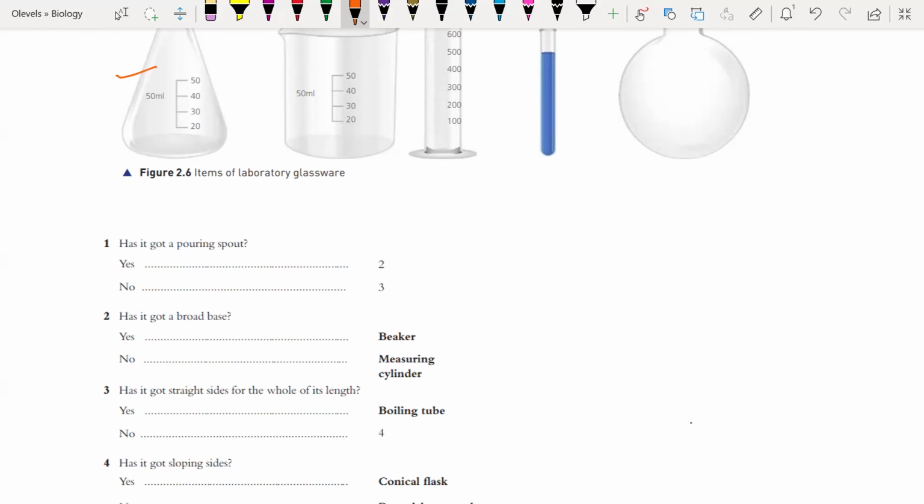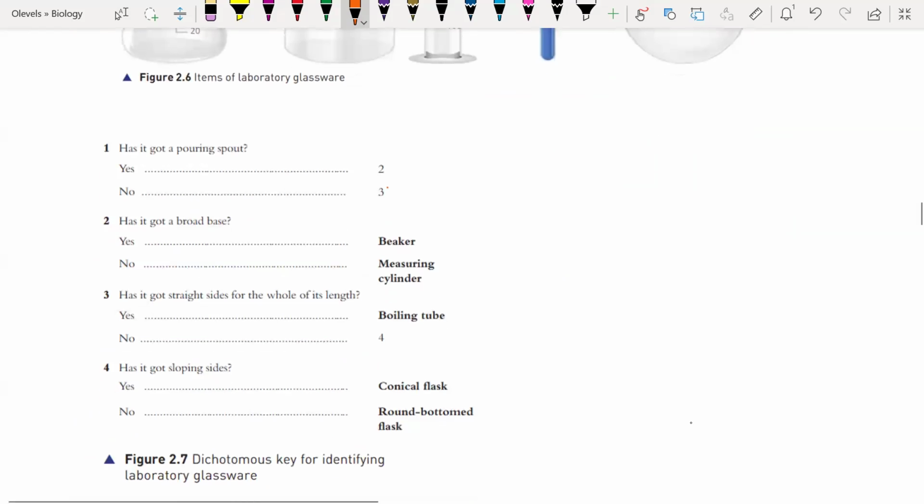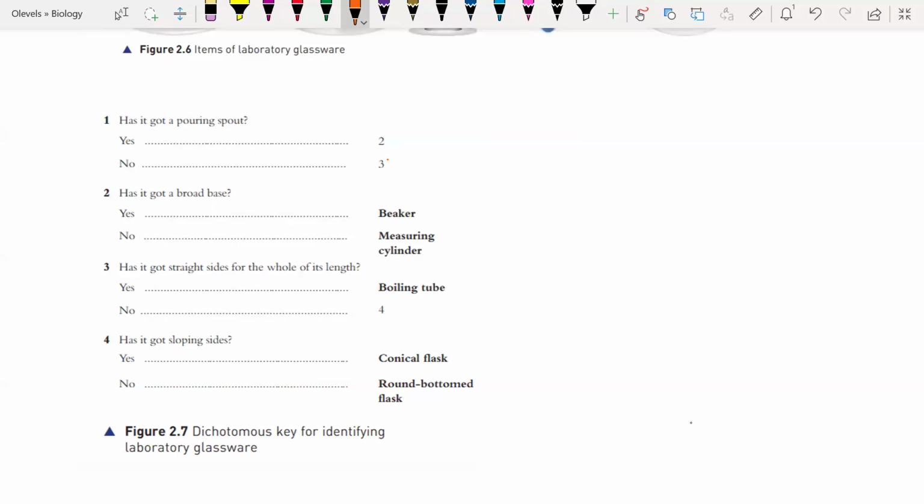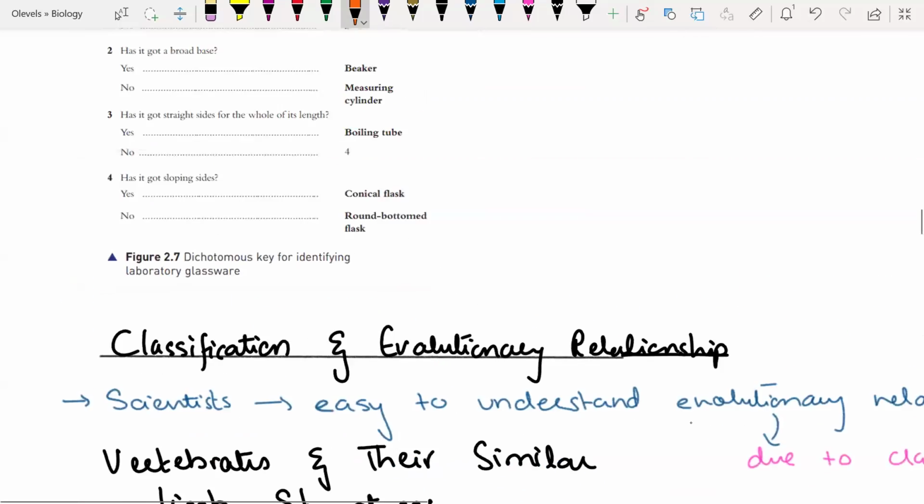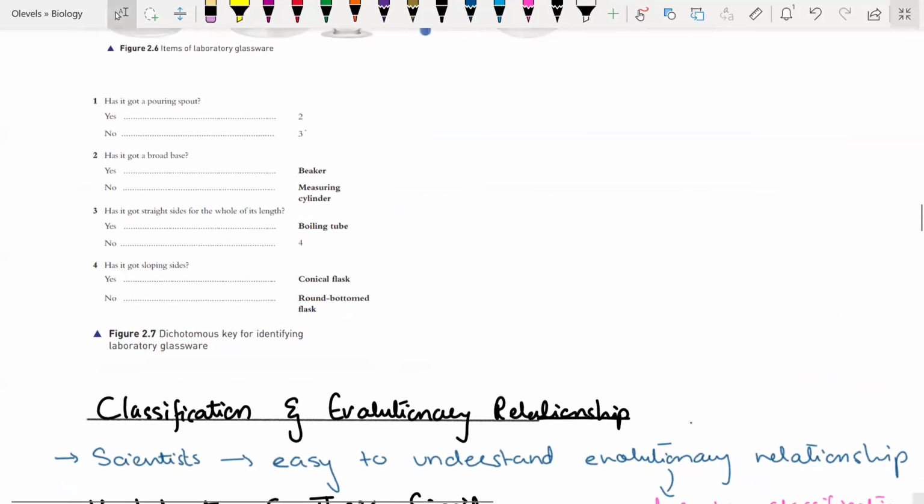What if it doesn't have a pouring spout? Then you have to move towards 3. Key 3 says, has it got straight sides for the whole of its length? If yes, then that's a boiling tube. And if no, then you have to move towards 4. Key 4 asks, has it got sloping sides? If yes, then that's a conical flask. If no, then that's a round bottomed flask, right? So that was a dichotomous key for identifying laboratory glass. You got it now? Yes, ma'am. Okay, so I hope that was clear.